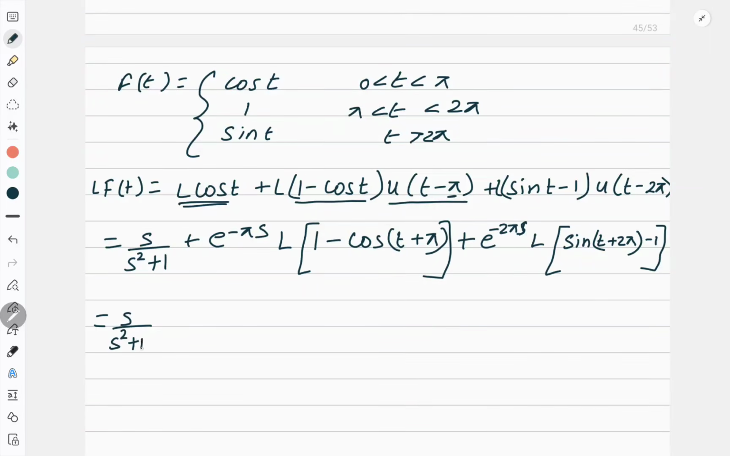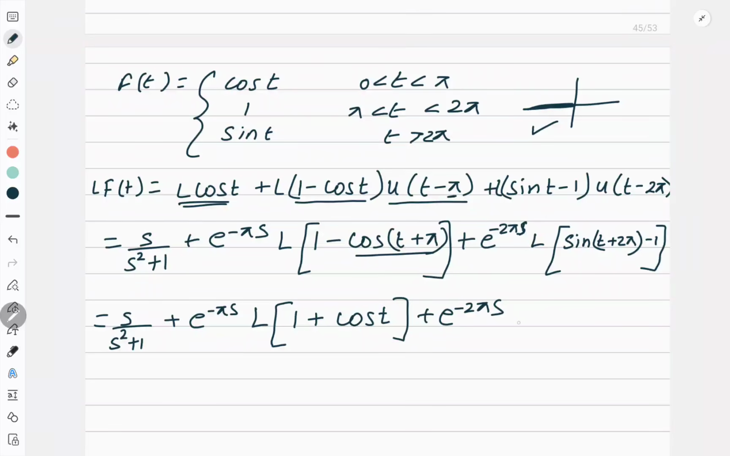Now let's do the next step. s upon s square plus 1 plus e to the power minus pi s. Now Laplace of 1 is 1. Now what is cos of 180 plus theta? So quadrant system, if you think, cos of 180 plus theta means I am going to the third quadrant, which is the house of tan. So this will become minus cos t. So I will be left with 1 plus cos t. Plus e to the power minus 2 pi s. Laplace of sine t plus 2 pi means I have taken the full round. So it will remain sine t minus 1.